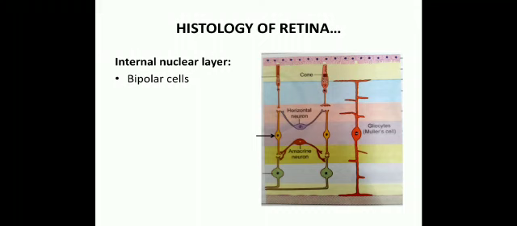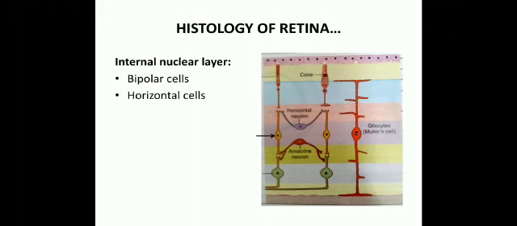The bipolar cells are oriented perpendicular to the layers of the retina. So, here we can observe the bipolar cells lying perpendicular to the layers of the retina. They have two processes, the dendrites and the axons. Dendrites contribute to the external plexiform layer, the axons enter the internal plexiform layer, and the cell body is in the internal nuclear layer.